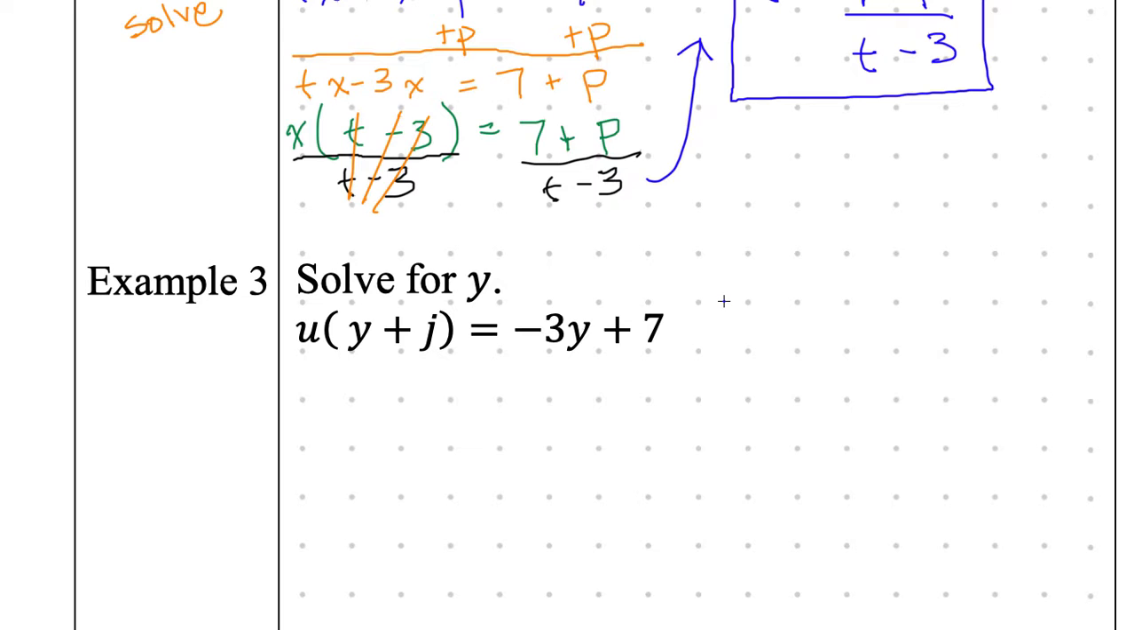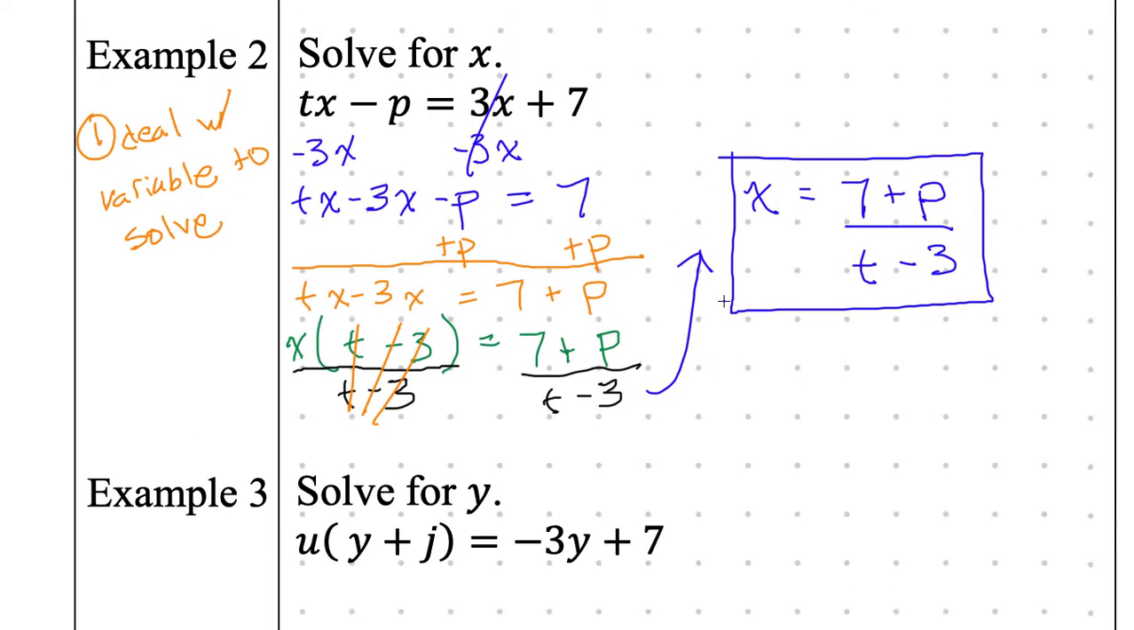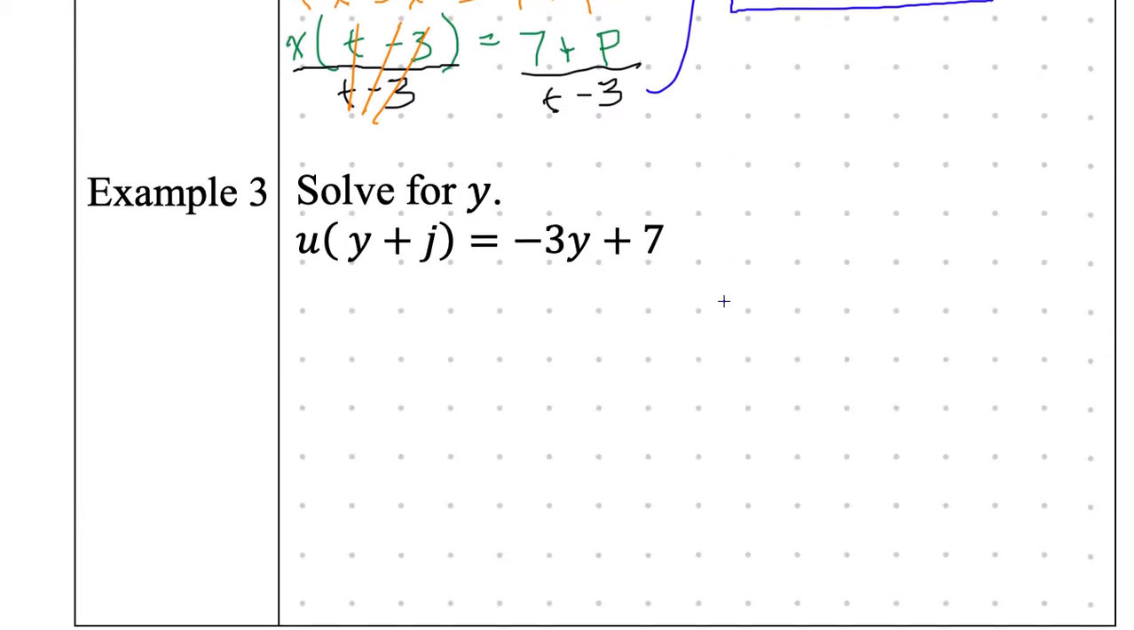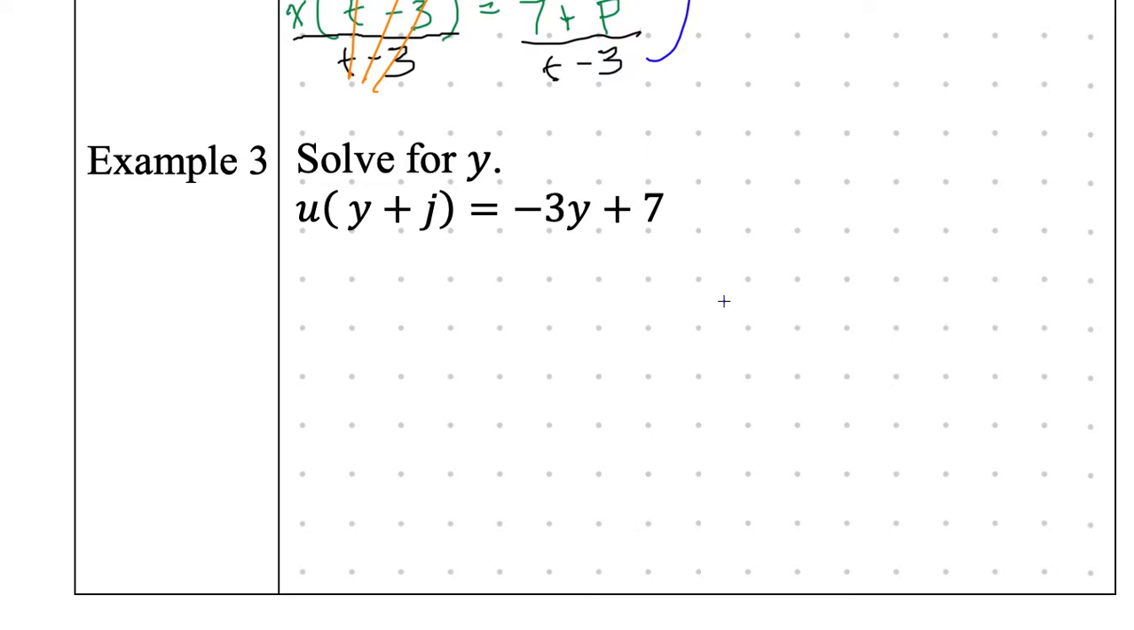Example 3 just has one extra step. What's up, Wyatt? You ready to solve it? Yeah. All right. Any questions on example 2 before Wyatt does the first step on example number 3? All right, Wyatt, what are we going to do to both sides? Or what's going to happen to this equation, I should say? I know this is going to sound crazy, but I do believe that you should first distribute u into y plus j.